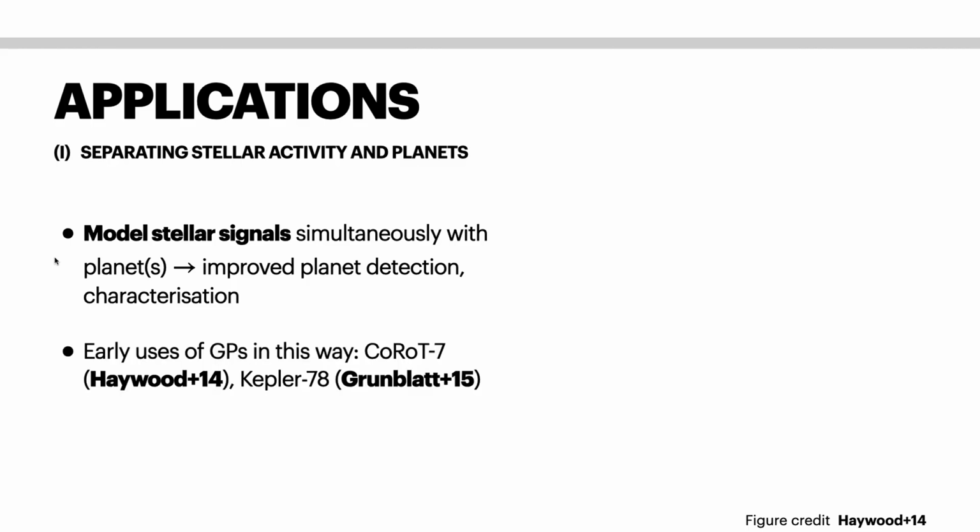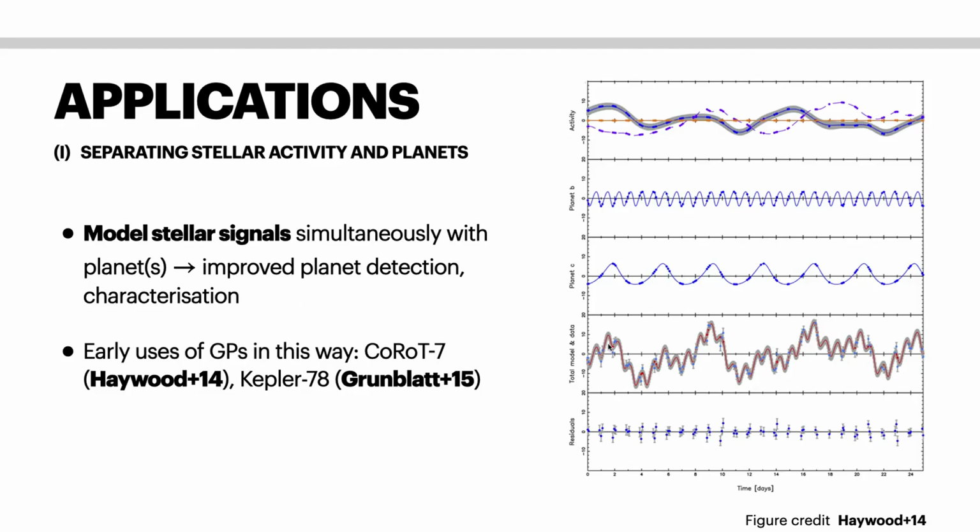Two significant early examples of GPs being used in this way are the CoRoT-7 and Kepler-78 systems. In this plot on the right, you see the observed RV variability of CoRoT-7, which Haywood et al. modeled as a GP up here to account for stellar activity, plus 2 planets. And down here are their well-behaved residuals. By taking this approach, they were able to reject a potential third planet that had been suggested by other authors.